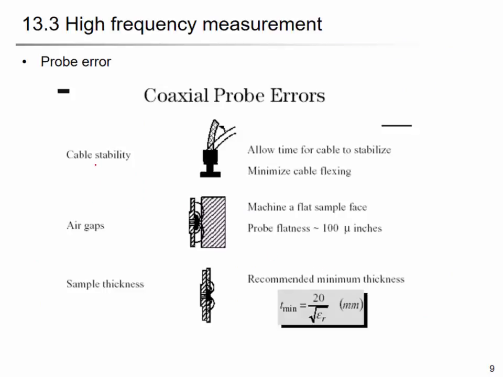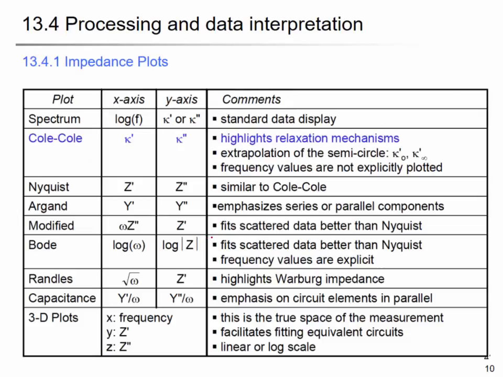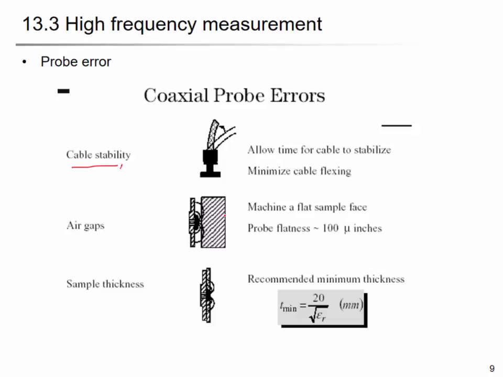Another possible error that can be caused by the probe is the cable stability. The electromagnetic wave measurement is very sensitive to outside noise and to how you insert the probe into the soil. So you have to allow time for the cable to stabilize, and you should make sure that there is no air gap, because the air will act as a capacitor. And the sample thickness should be large enough to cover the whole penetration depth. Okay, so that was for the high frequency measurement.